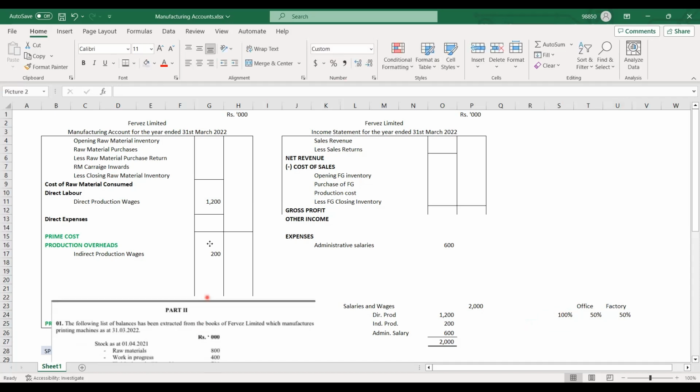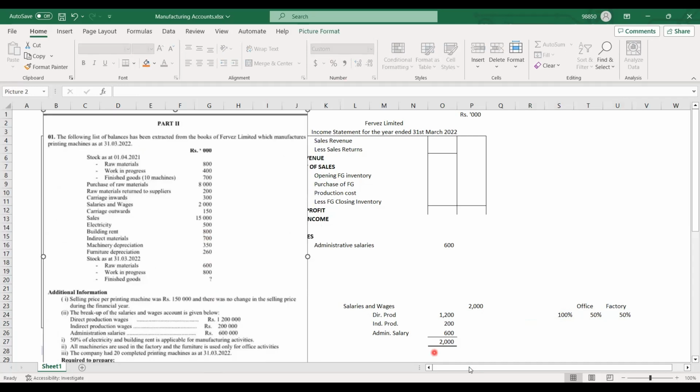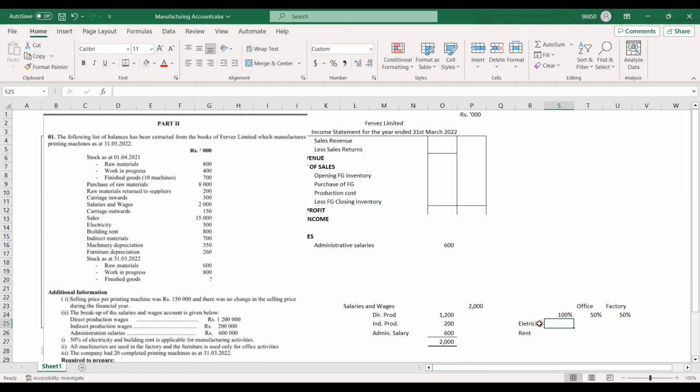So they're talking about what? Electricity and rent. So electricity, the full amount you can see is given here as 500, and rent, the full amount is 800. So 50% of that to do with the office would be then 250, and here also 250. And here it's 400, and here it's 400.